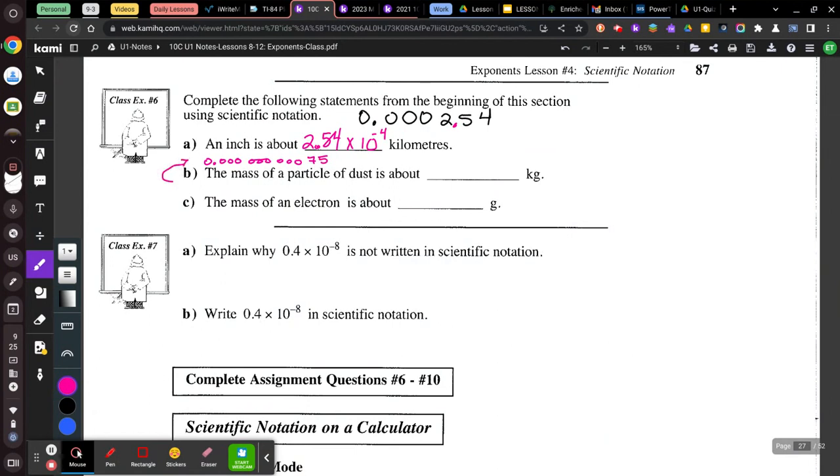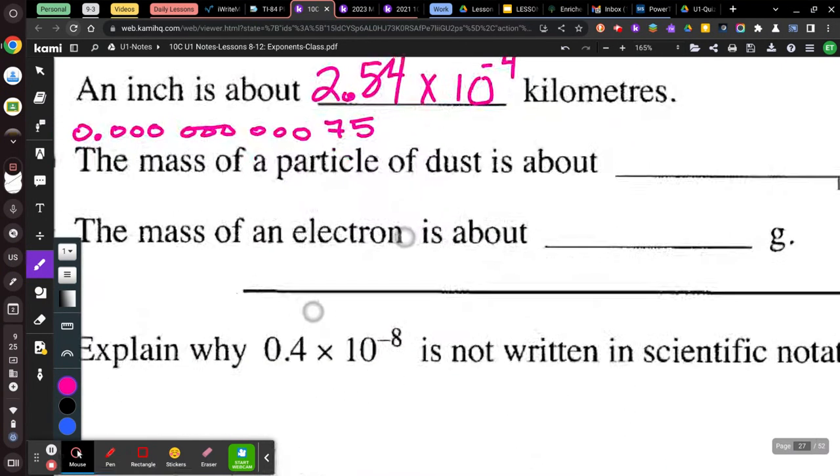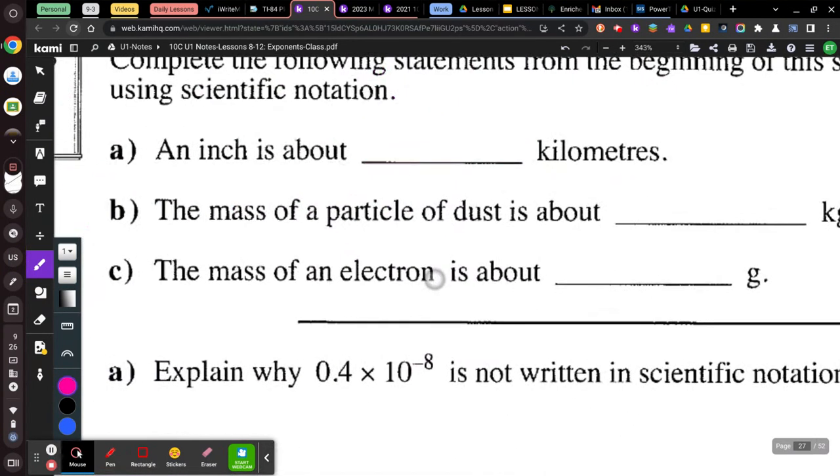So my decimal's on the left. I need to move my decimal where? My decimal needs to move as soon as it comes back. Come on back.